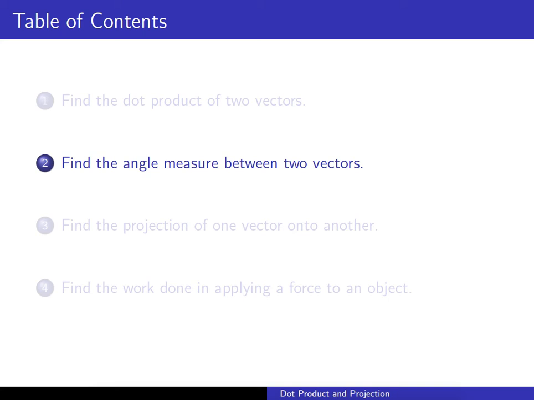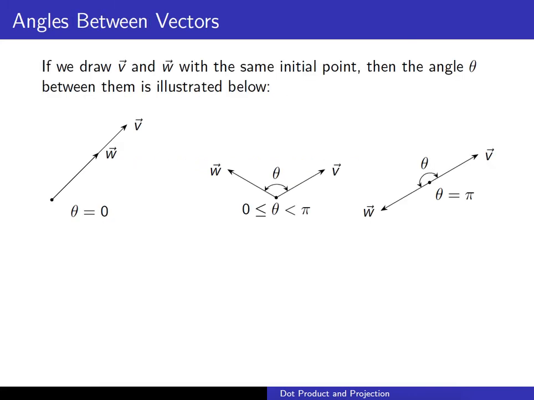Okay, in this video we're going to take a look at how to use the dot product to find the angle measured between two vectors. So if we draw vectors v and w with the same initial point, then the angle theta between them, some various angles between them are illustrated below.